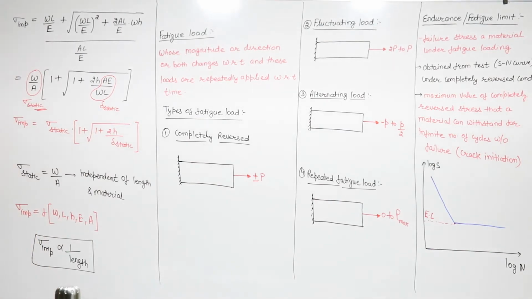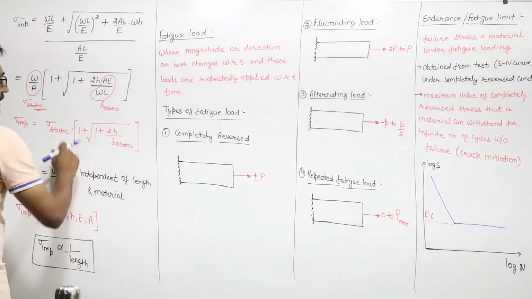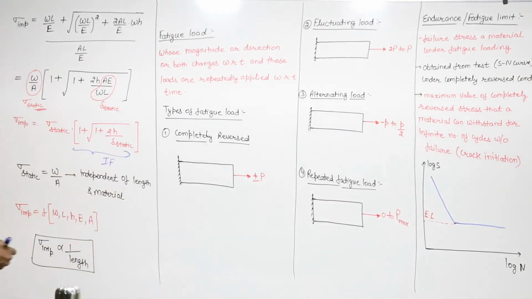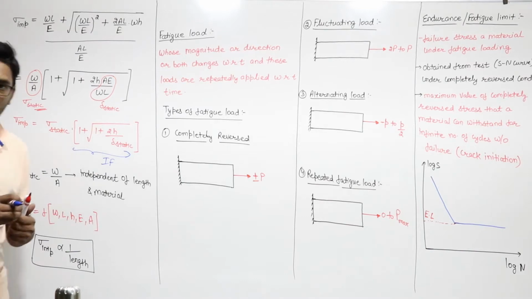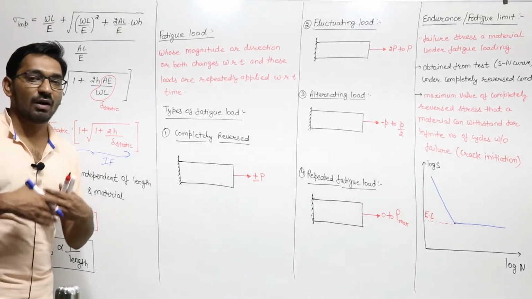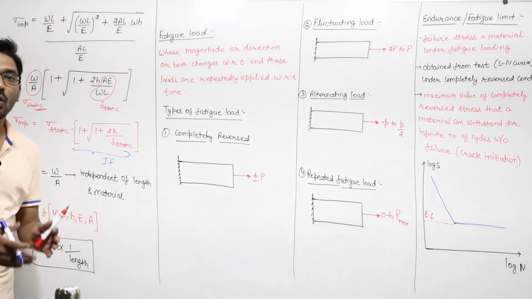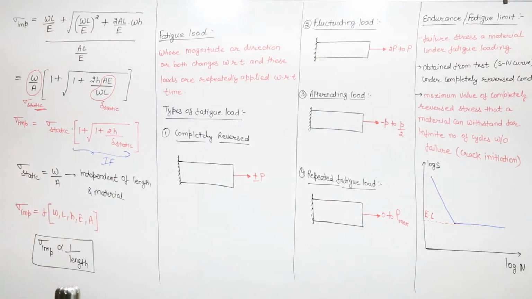Right. So this is the formula which we derived and which we already used, and this bracket term is known as your impact factor. You know that the minimum value of impact factor is 2, and the impact factor will always be more than 2. So the impact stress is more dangerous than the static stress.